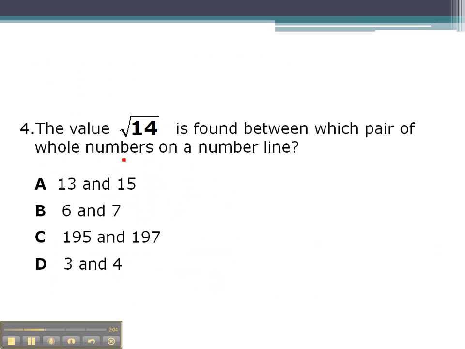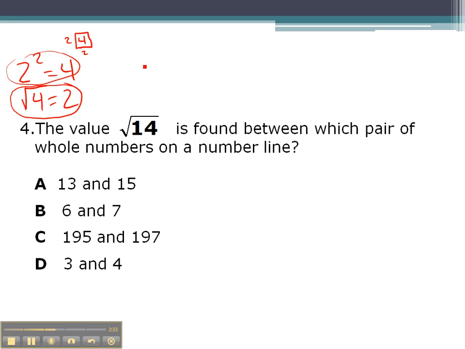The value square root of 14 is found between which pair of whole numbers on a number line? So think of perfect squares. I'm going to look at 2 squared equals 4. If 2 squared equals 4, then the square root of 4 equals 2. Remember, we're talking about a square, and the side is 2, and the area is 4. I can find the area by squaring the side, like I did with this first number sentence, or I can find the side length by taking the square root of the area, like I did with this second number sentence.